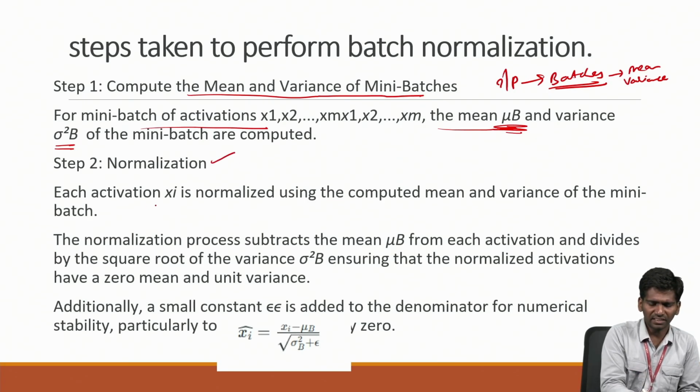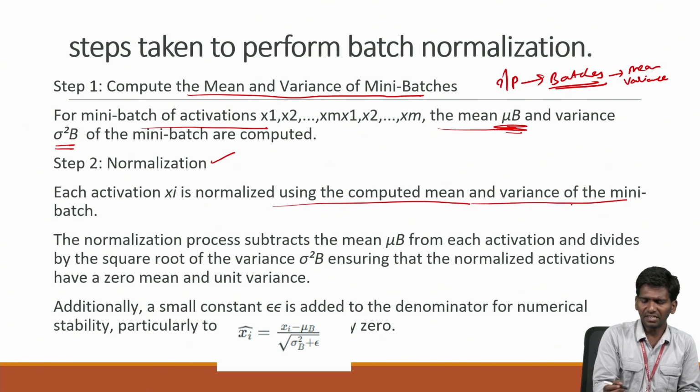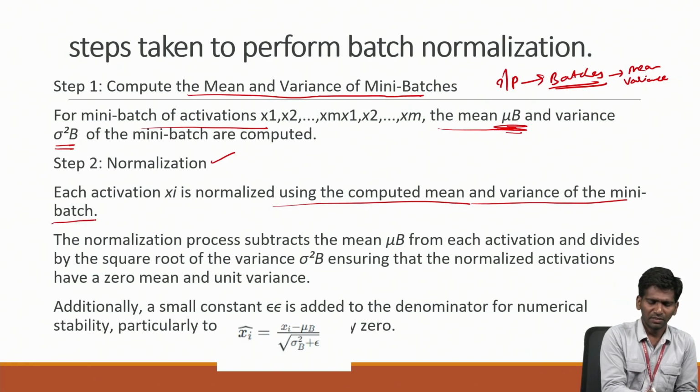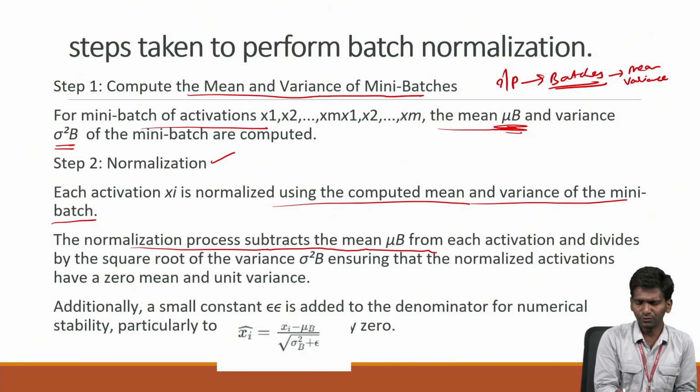Next, step 2: after finding the mean and variance, we apply normalization. Each activation xi is normalized using the computed mean and variance. The normalization process subtracts the mean μB from each activation and divides by the square root of the variance.